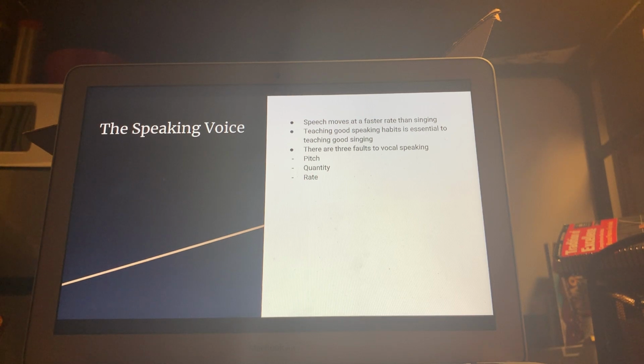So again, how they speak, you want that higher lifted tone because it's a little easier on the vocal folds. You don't want them to get lazy and just drone and talk like this. There are three faults to vocal speaking. So pitch is one.